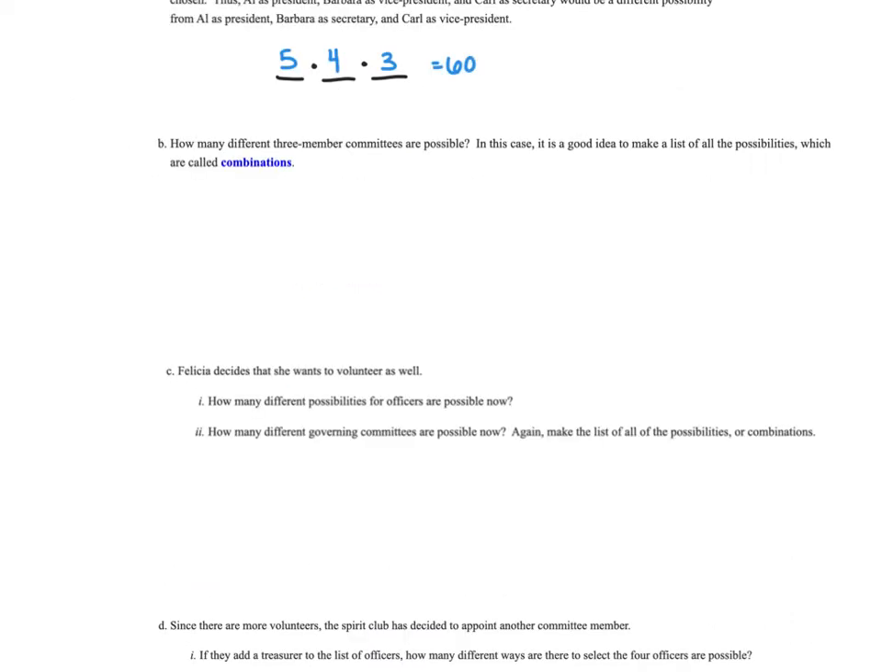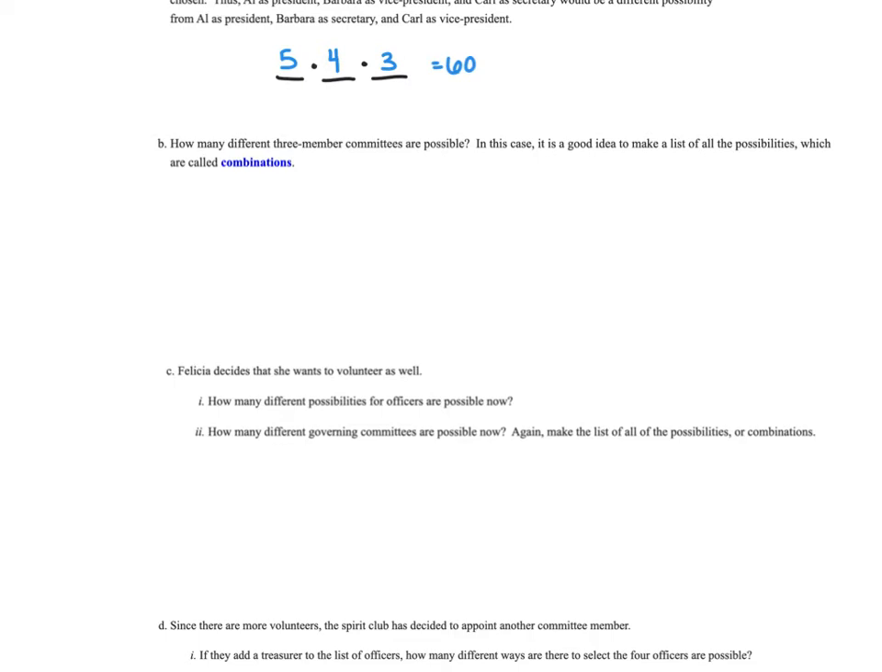Now, part B of this question is where it gets especially interesting. Part B says how many different 3-member committees are possible. In this case, it is a good idea to make a list of all the possibilities, which are called combinations. Now, in this case, it doesn't matter whether your name is first, second, or third because each person on this committee would have equal status.